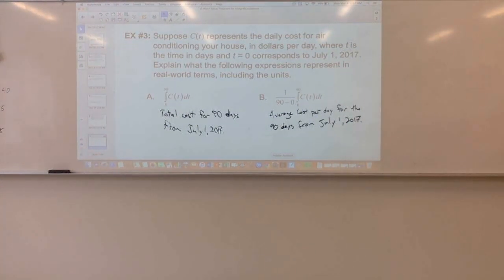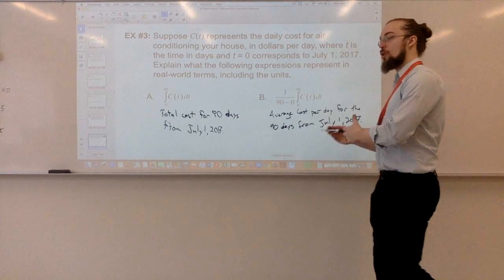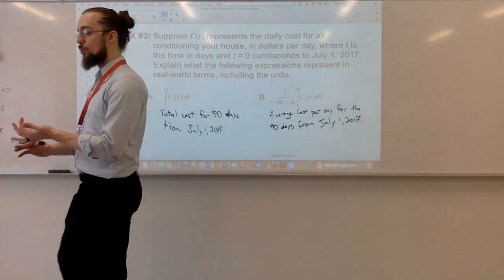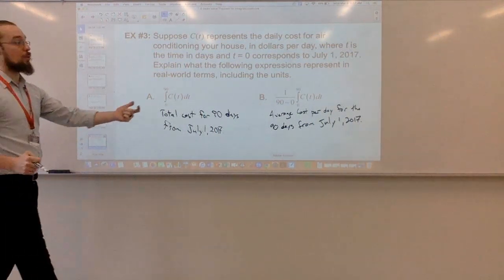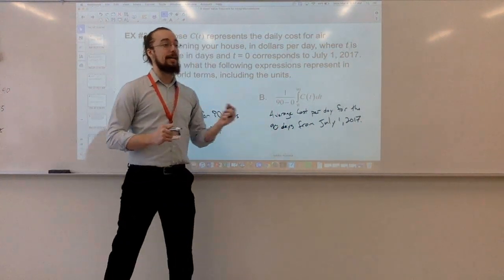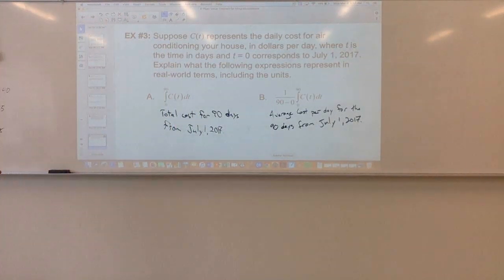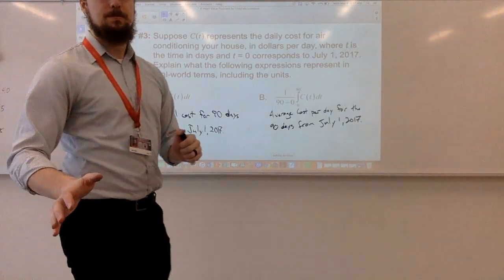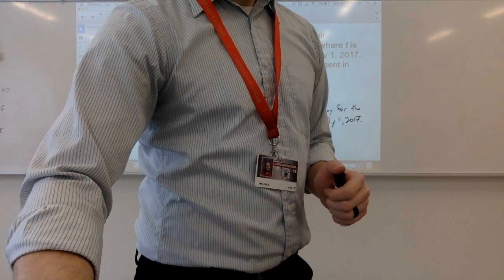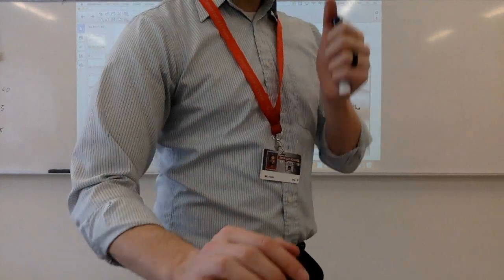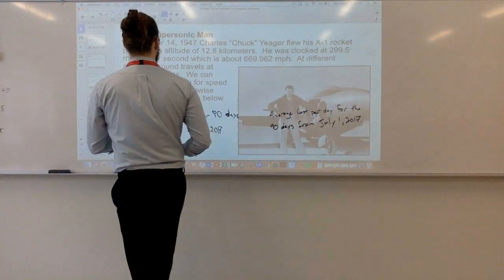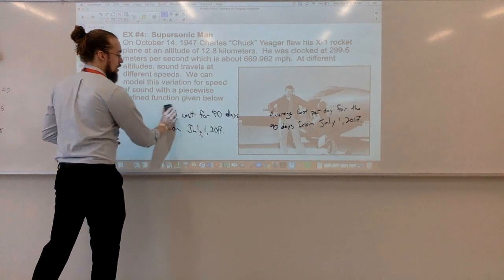Okay, so if we integrate a rate function, that gives me the total of something, the total cost, the total distance traveled. Okay? If I then throw 1 over b minus a in front of it, that gives me the average value of that over that interval. Questions? All right, let's do this last example here. We'll skip the last page today.